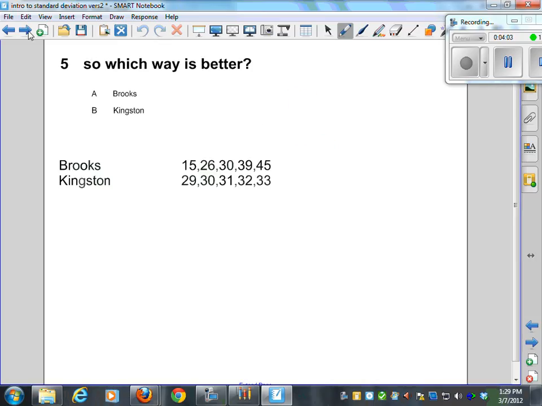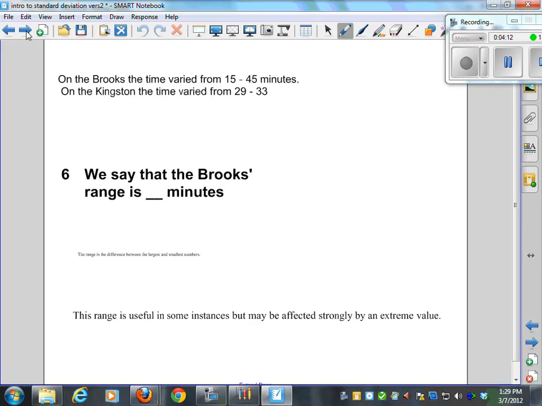So which way is better? Well, we've already agreed that the Kingston was the more consistent. In the Brooks, the time varied from 15 minutes to 45 minutes. In the Kingston, the time varied from 29 to 33. So in both cases the averages were exactly the same. So it really doesn't tell you which one is the better way to go, which is the more consistent.